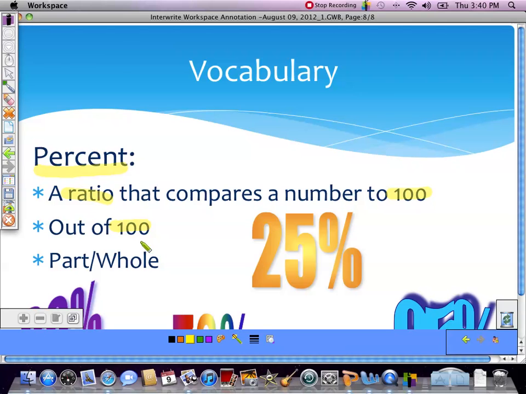And if you have a highlighter, please highlight part over whole. It's very important that you memorize that percents are simply parts over wholes, parts out of 100. Just the same as we learned before, fractions are parts over wholes and decimals are parts over wholes. And because all three of these types of numbers are ratios that compare parts to wholes, we can convert between the three.